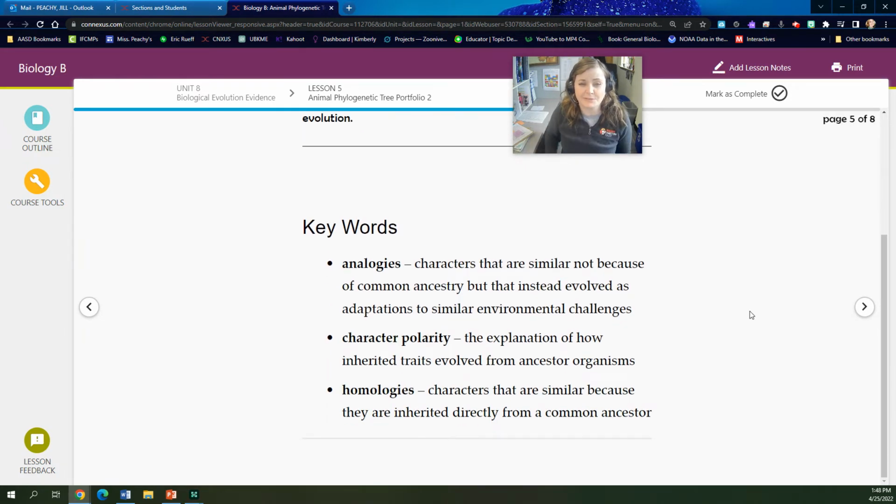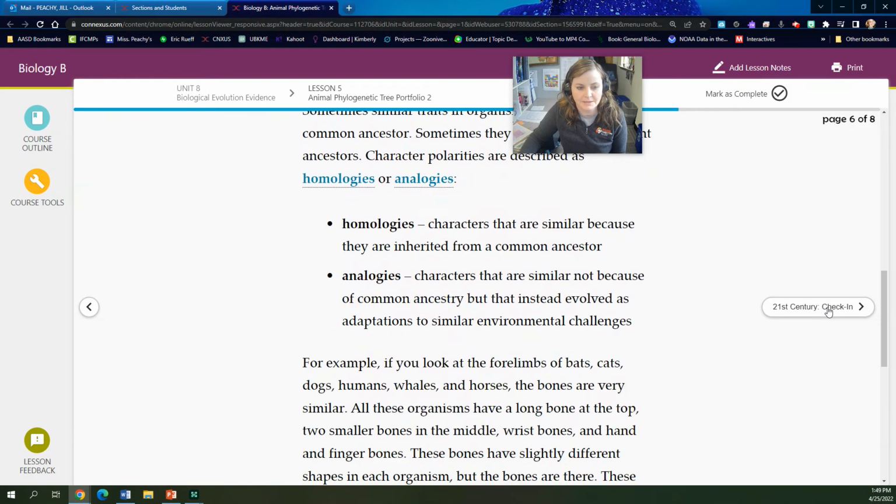And then we're going to talk about a different concept: analogies, character polarity, and homologies. So let's look at analogies and homologies first. Analogies are characteristics that are similar not because of common ancestry, but that instead evolved as adaptations to a similar environmental challenge. Versus homologies, which are characters that are similar because they are inherited directly from a common ancestor.